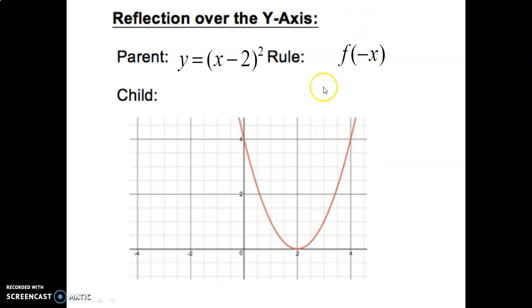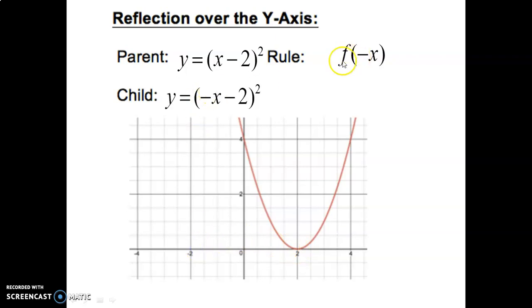Then we're applying this rule to it. We're putting a negative inside with the x. Don't forget, when we apply a negative to the x values inside the function like that, it's going to affect the x values, which means the x values will become negative. So that's going to result in a reflection over the y-axis because every x value becomes negative. So this vertex, for example, is at positive 2. It will now be at negative 2.